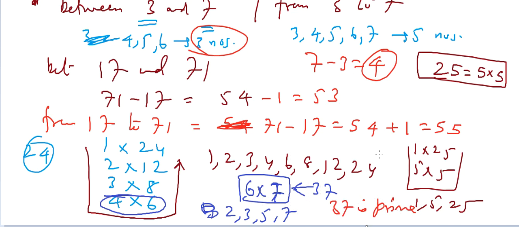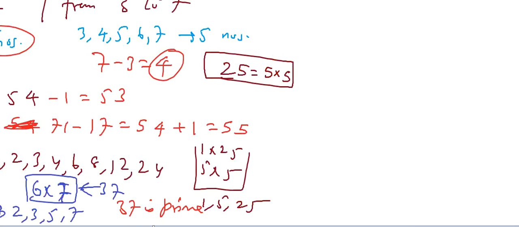So you need not divide by any other number more than 7, like 8, 9, 10, you need not divide. Okay, so this way you can easily find whether the given number is a prime or not. Okay, this is about prime numbers.